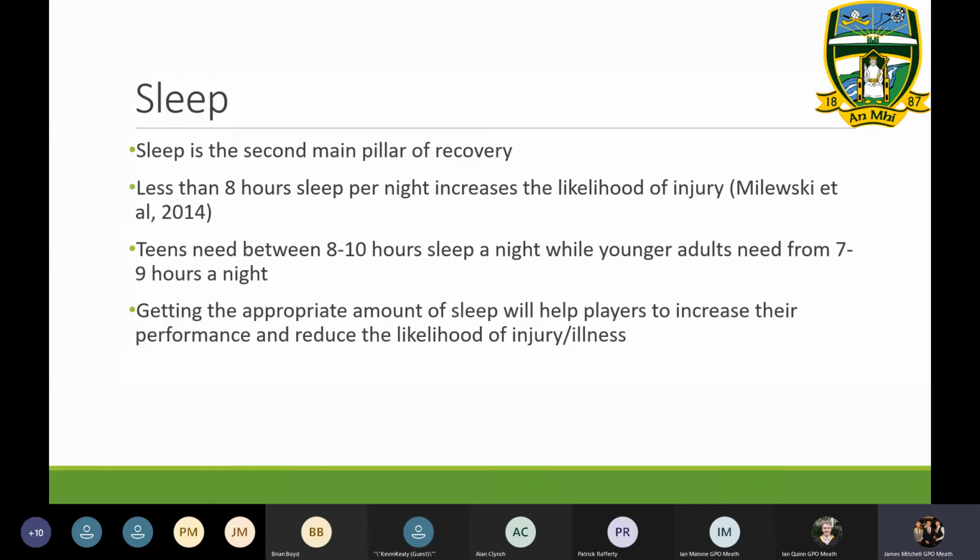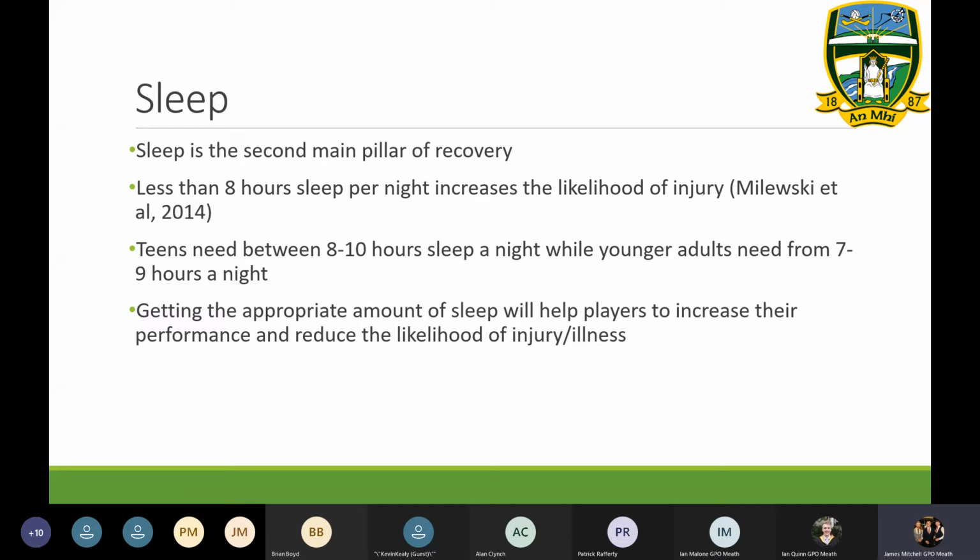Most of us on the call are youth coaches, so looking here, teens need between 8 and 10 hours sleep a night, while younger adults, or getting to the minor age there, probably need a little bit less, but still quite important, so 7 to 9 hours a night.